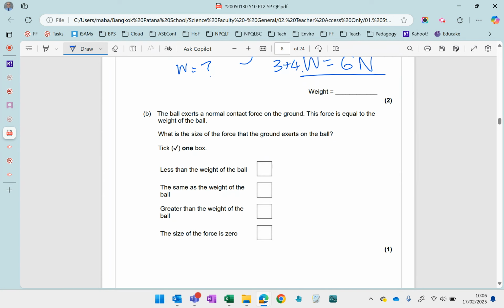It makes a normal contact force with the ground, and this force is equal to the weight of the ball. All right. So what is the size of the force that the ground exerts on the ball? Okay, well, it tells you the force is equal to the weight of the ball, so it's going to be the same as the weight of the ball. That's it. And if we think about it, it's because the weight of the ball downwards, 6 newtons, is going to be the same as that contact force upwards, 6 newtons, because the ball is currently stationary, right?